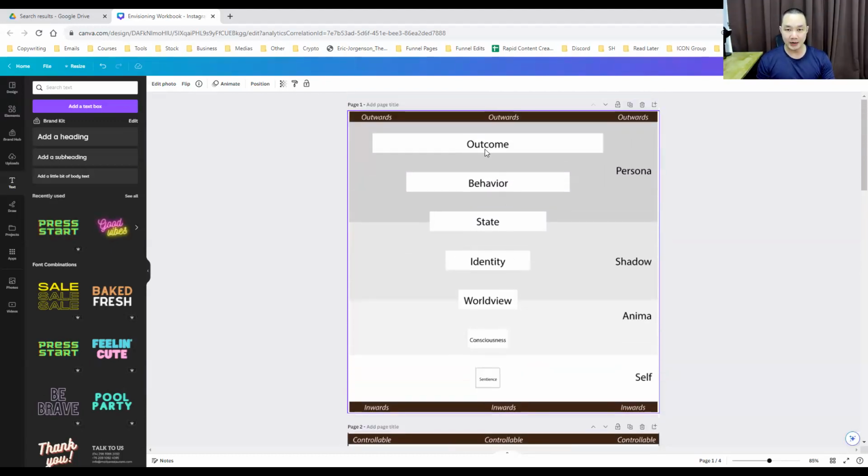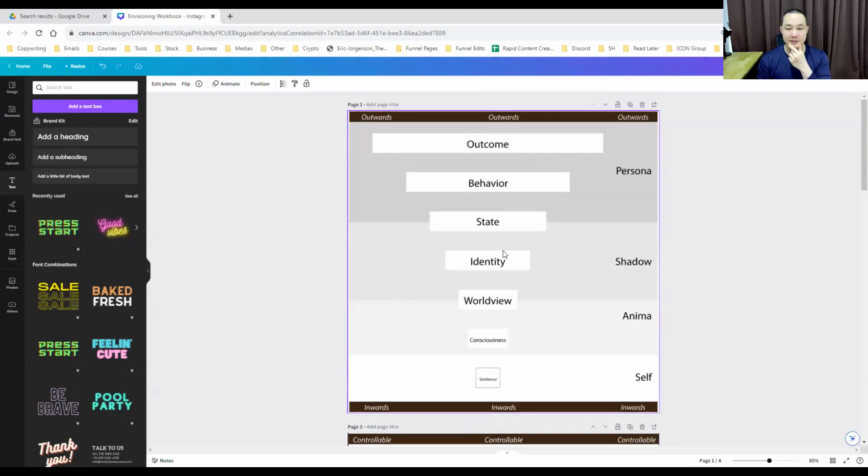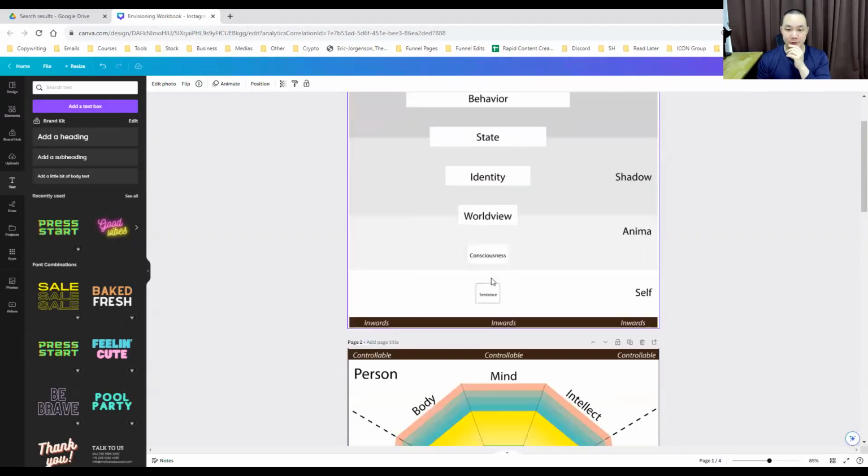So the outcome is right at the top, okay? But what influences the outcome is the behavior. And before the behavior is a state, and identity, and worldview, and consciousness. So this is what we are going to discuss today. So I've just given you the overview of the thing. What we're going to discuss is basically this one right now.